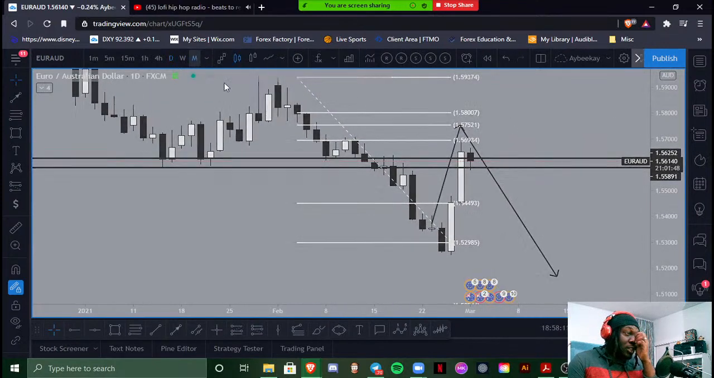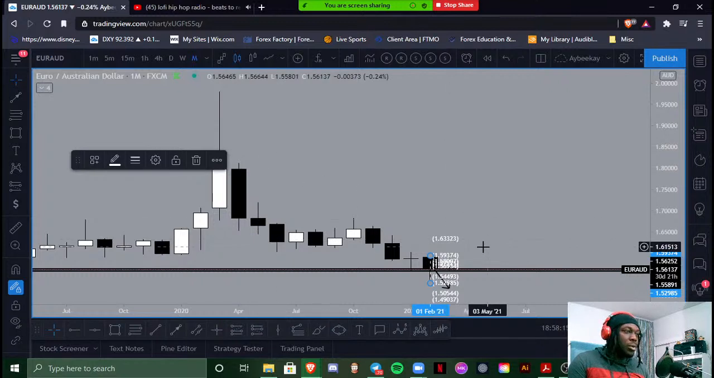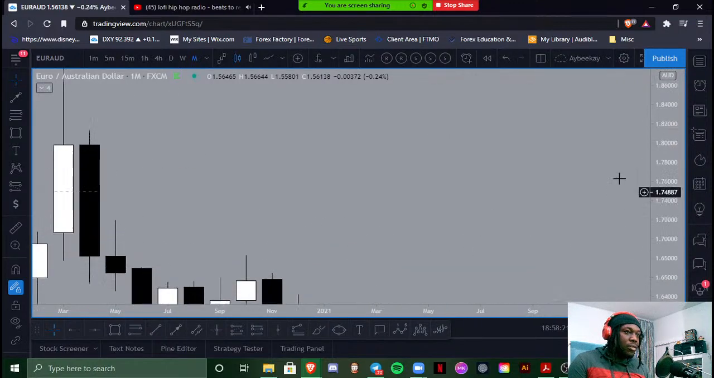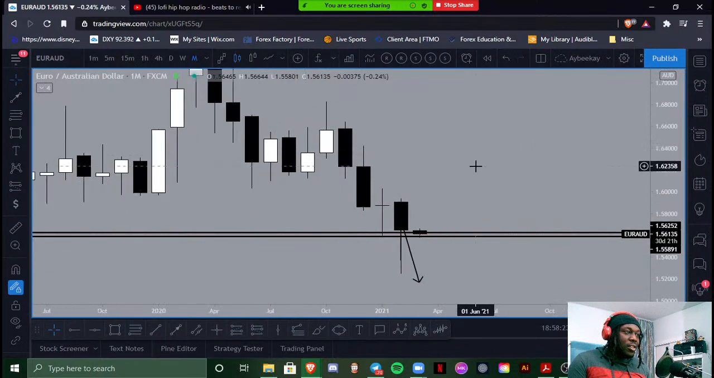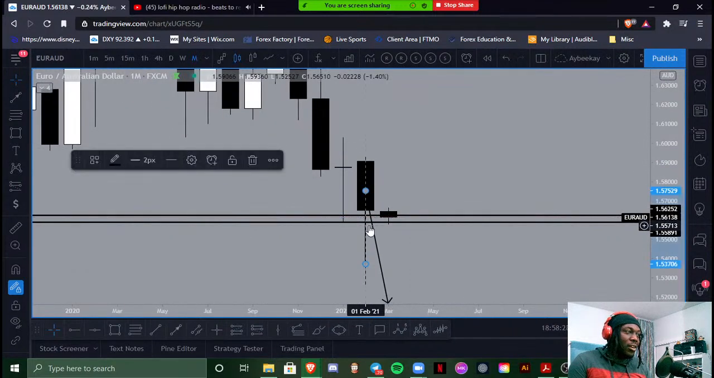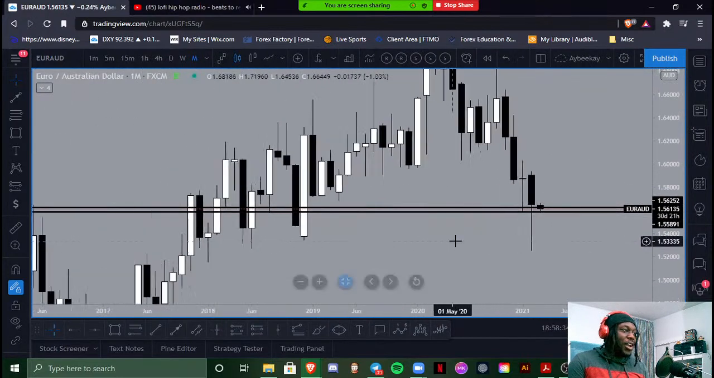But if you go on the monthly time frame, hide this real quick. If you look on the monthly time frame, it just looks like price came and respected this whole thing right here. Let me get rid of these real quick. It just looks like price came and respected this whole support and is about to take off.